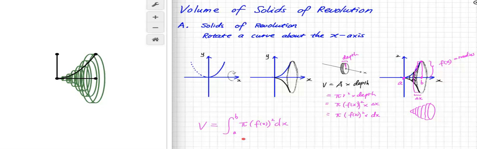Now, obviously pi is a constant, so we can take the pi out. So we can say it is pi times the integral from a to b of f of x squared dx. This is how you find the volume of the solid of revolution formed by rotating a curve about the x-axis.